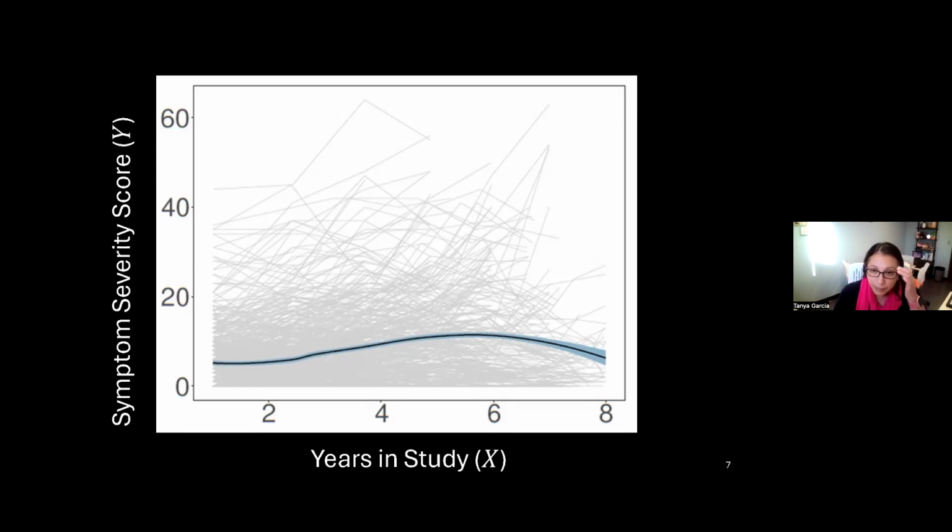Each of these gray spaghetti lines represents the symptom severity measured over time, and the dark solid line right here is the symptom severity averaged across all individuals. We call this line the average symptom trajectory. Looking at this plot, it looks like this symptom trajectory appears to increase and then decrease, suggesting that symptom severity initially worsens, but then gets better.